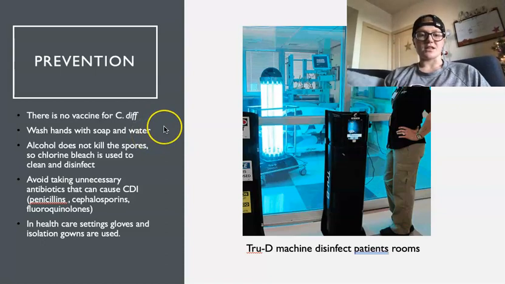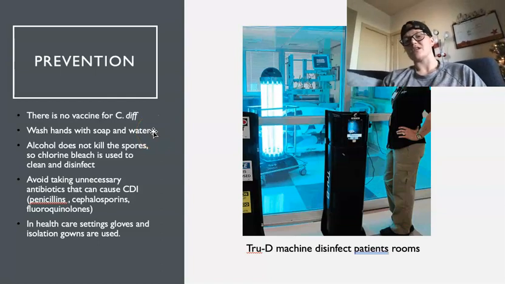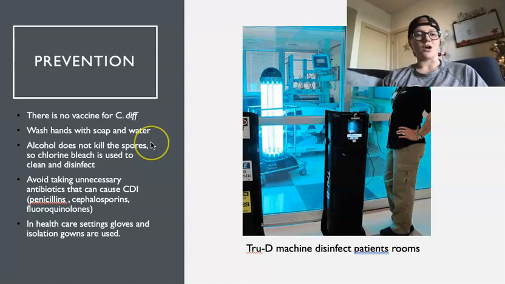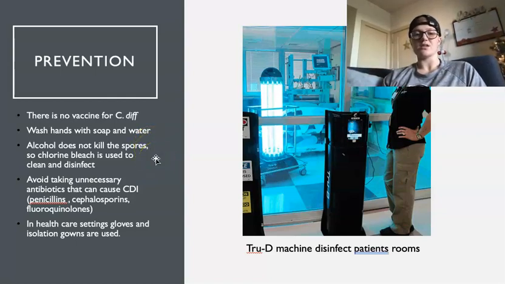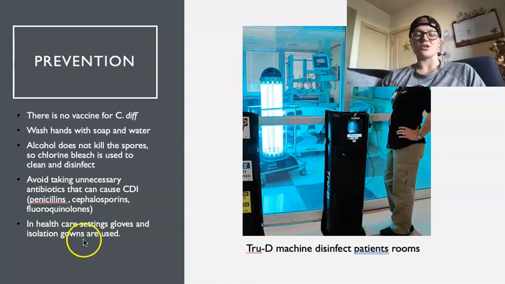There is no vaccine for C. diff, however, you can prevent it by washing hands with soap and water. The spores are resistant to heat, acid, and antibiotics, so alcohol, such as sanitizers or alcohol substances, do not kill the spores, so chlorine bleach is used to clean and disinfect. Avoid taking unnecessary antibiotics that can cause CDI, such as penicillins, cephalosporins, or fluoroquinolones. And then in healthcare settings, gloves and isolation gowns are used.